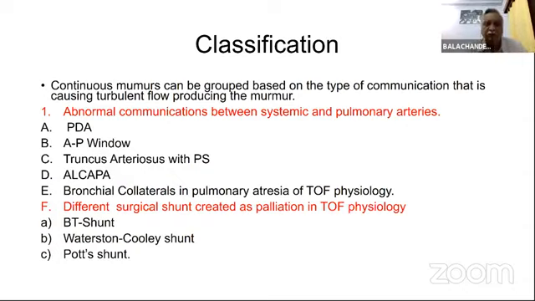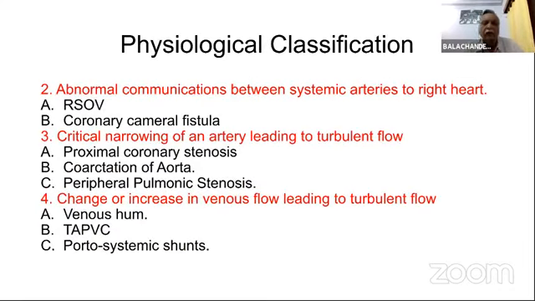So the first classification is an abnormal communication between systemic and pulmonary arteries. That's easy to remember: systemic and pulmonary arteries, abnormal communication like PDA, AP window, or a truncus, or an ALCAPA, or a bronchial collateral with the TOF, with the pulmonary atresia. And of course, you have the surgical shunts, which are BT or Waterston or Potts shunts, which again are between systemic and pulmonary arteries. Next slide.